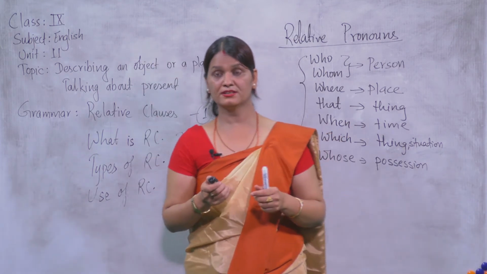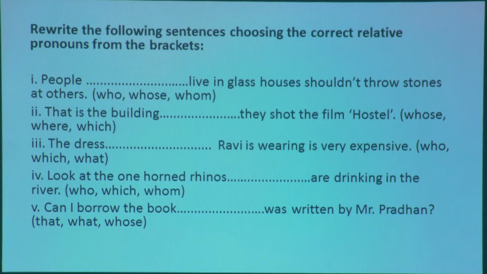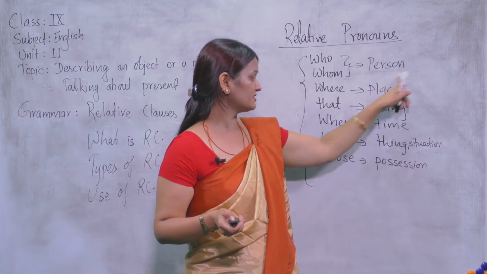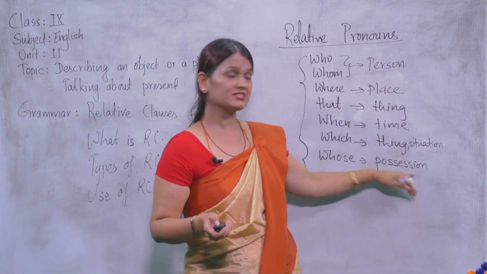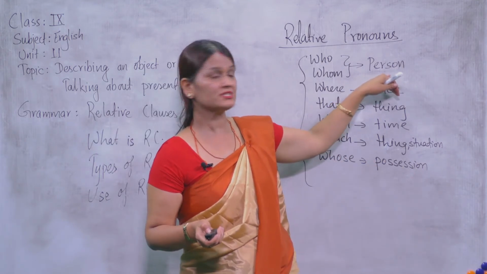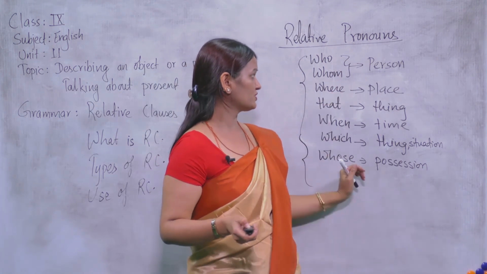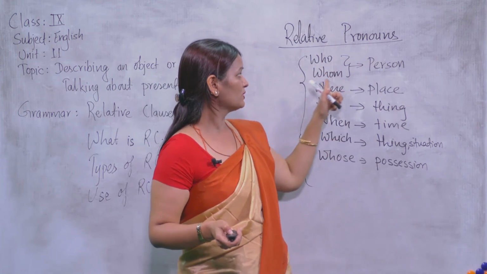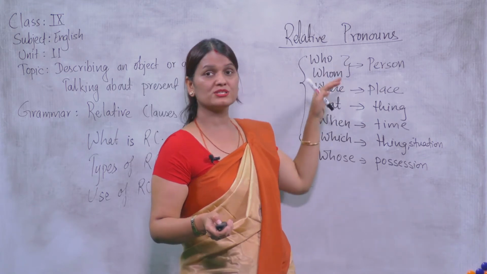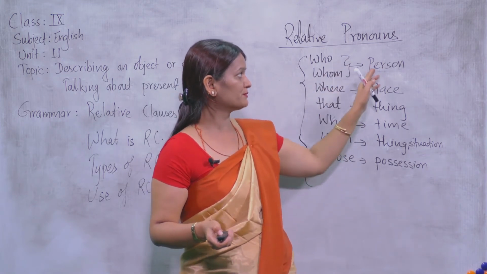Okay, this is the question. Rewrite the following sentences choosing the correct relative pronouns from the brackets. You can see there are given options. Who, whose, whom. I told you these all: most of the time we use who and whom for person, and whose for possession as well as for person. So in this way, who, whom, and whose look similar and are all used for person.